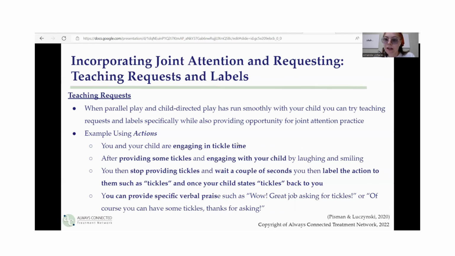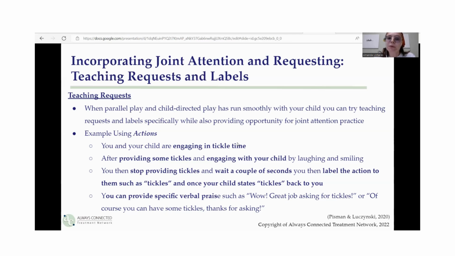Here's an example using actions. You and your child are engaging in some tickle time. After providing some tickles and engaging with your child by laughing and smiling, you then stop providing tickles and wait a couple of seconds. You then label the action to them, such as tickles, and once your child states tickles back to you, you can provide your specific verbal praise, such as, "Wow, great job asking for tickles," or "Of course you can have some tickles. Thanks for asking." This provides a direct opportunity for your child to request tickles because you are disengaging in the behavior to entice them to ask for it again.